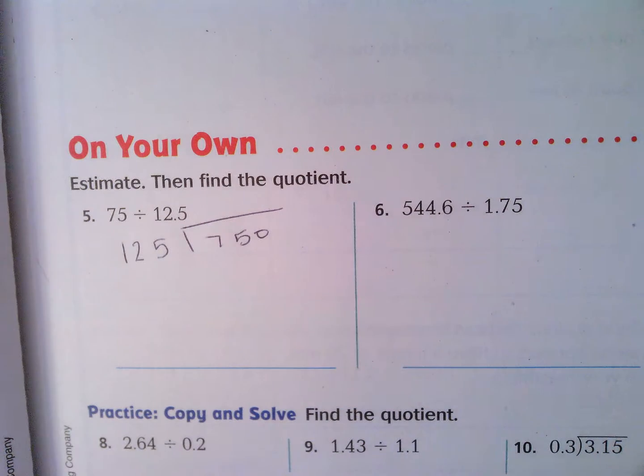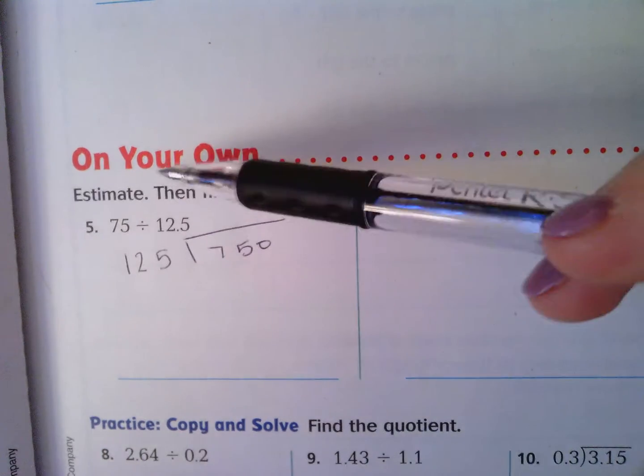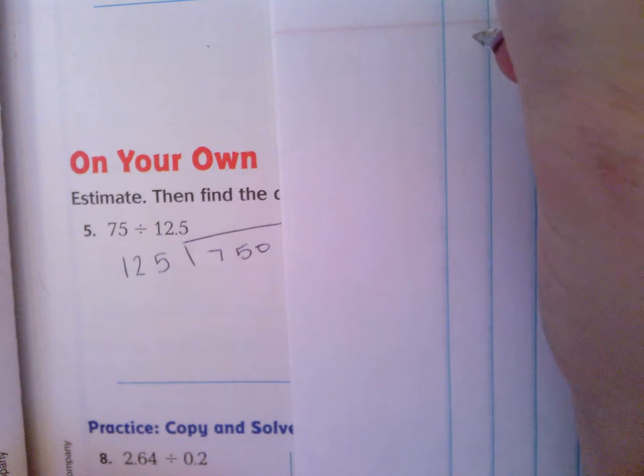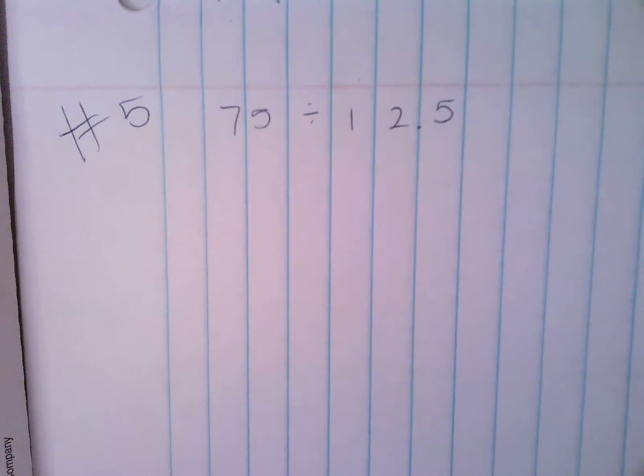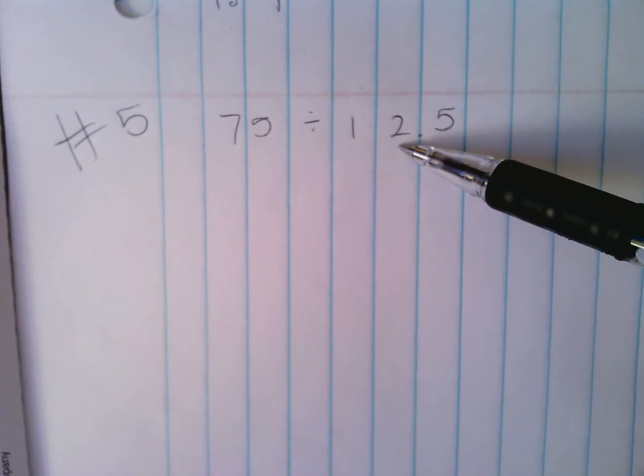Okay, so number 5, it first wants us to estimate, then find the quotient. So I'm going to do this on another sheet of paper. So all right, our step 1 starts by estimating. So 75 divided by 12.5. I can estimate this by saying, I like to think of this as like 12. So 75 divided by 12, this will be my estimate.